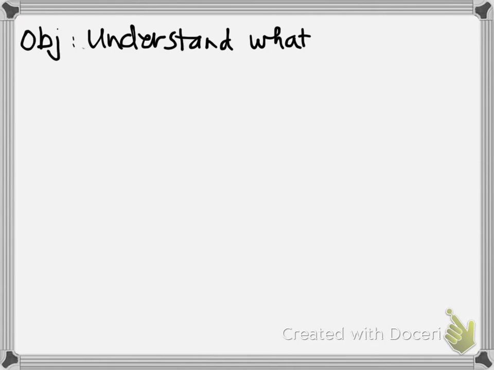So for our objectives, we need to understand some vocabulary, and then we're going to apply that understanding of the vocabulary to what we're doing. So number one thing we need to understand is bivariate data. Maybe if I write this. Understand what bivariate data is. So that's the first thing.